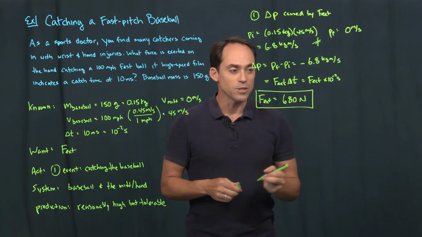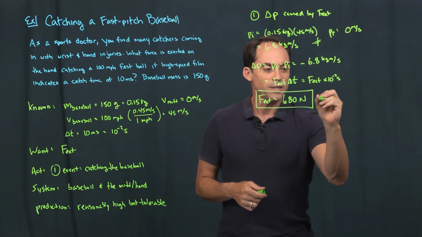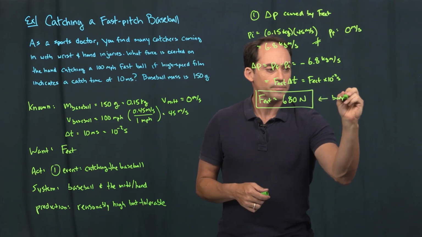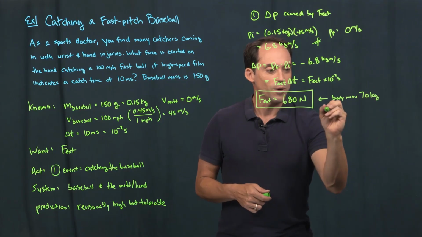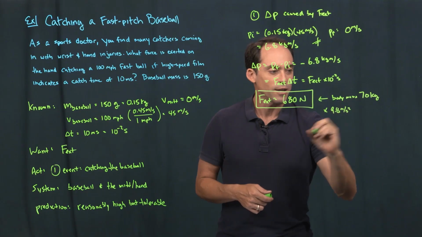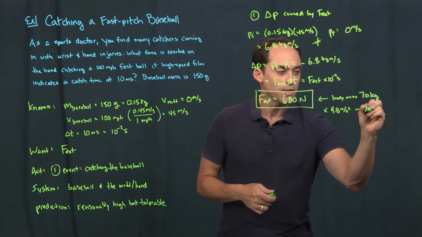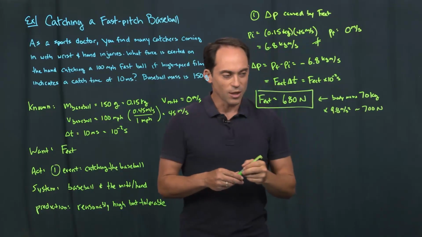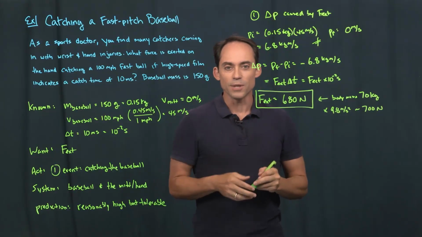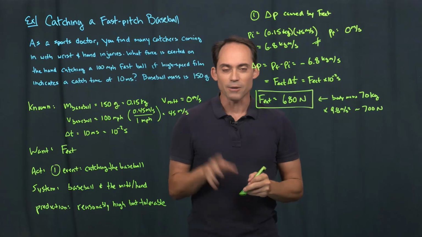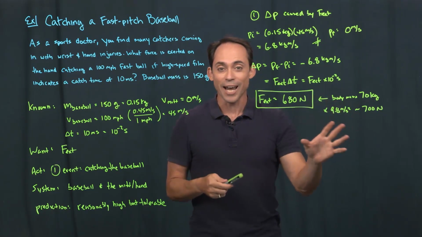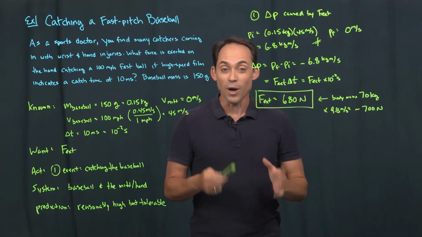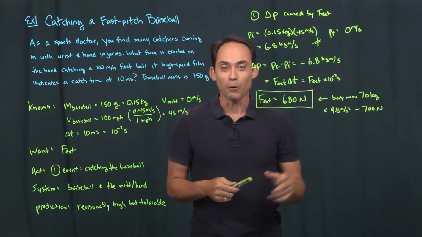So 680 newtons. If you recall, a typical body mass is something like 70 kilograms. And if we multiply that by g, which is 9.8 meters per second squared, we get a number that's of order 700 newtons. So the force exerted by the wrist catching this ball and stopping it in about 10 milliseconds is equivalent to you standing on your hands, or more importantly, standing on one hand. Of course, it's not for a whole period of time.